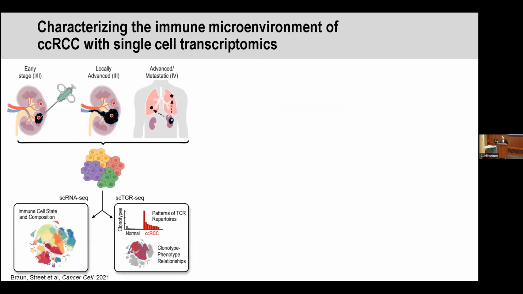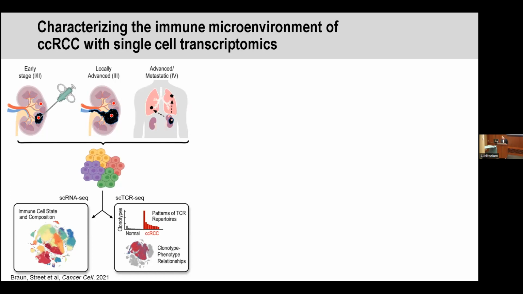Our past work asked a pretty basic question independent of therapy, which was, as you advance along disease stage, as you go from a relatively normal kidney, or at least non-malignant kidney, to early stage kidney cancer, to locally advanced kidney cancer, to metastatic kidney cancer, how does the immune microenvironment change? How do the T cells change? How do the myeloid cells change? And are there any interactions between them?